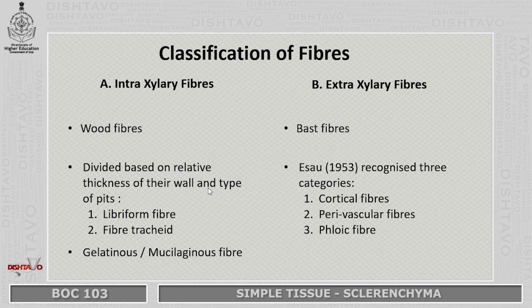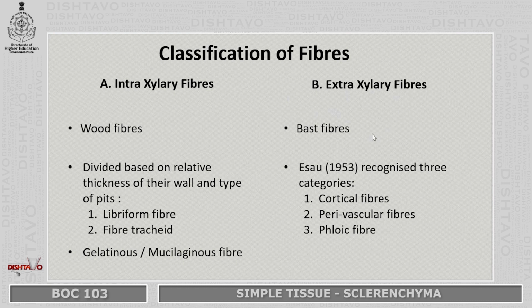Now they are divided further based on the relative thickness of their wall and the type of pits that they show. The first one is referred to as libriform fiber, which shows thick thickenings and simple pits. Fiber tracheid is the second one, which is comparatively less thickened and shows the presence of bordered pits. Further, in a few dicots, you will come across gelatinous or mucilaginous fibers that have the capacity of absorption of water.